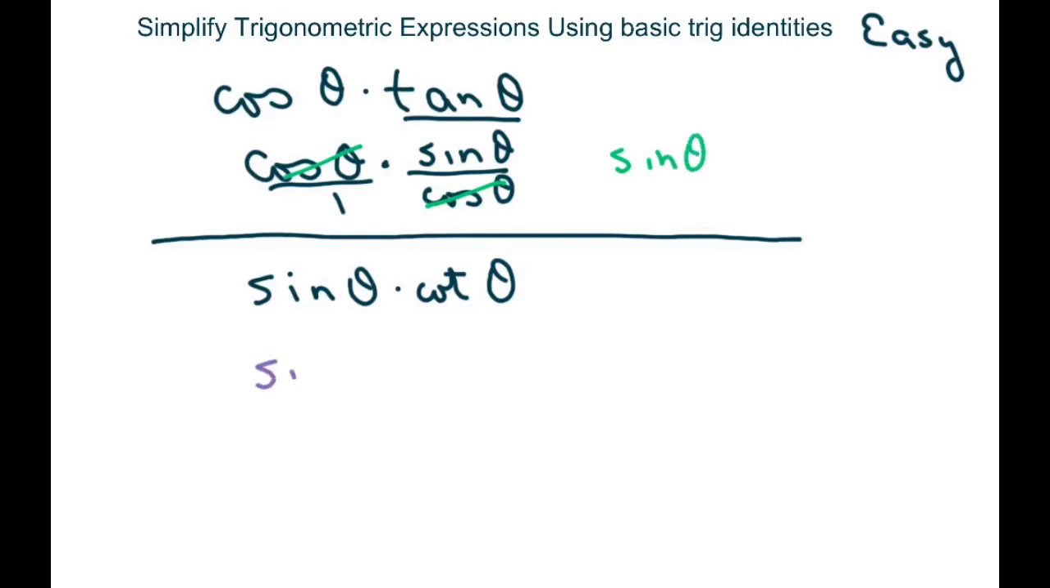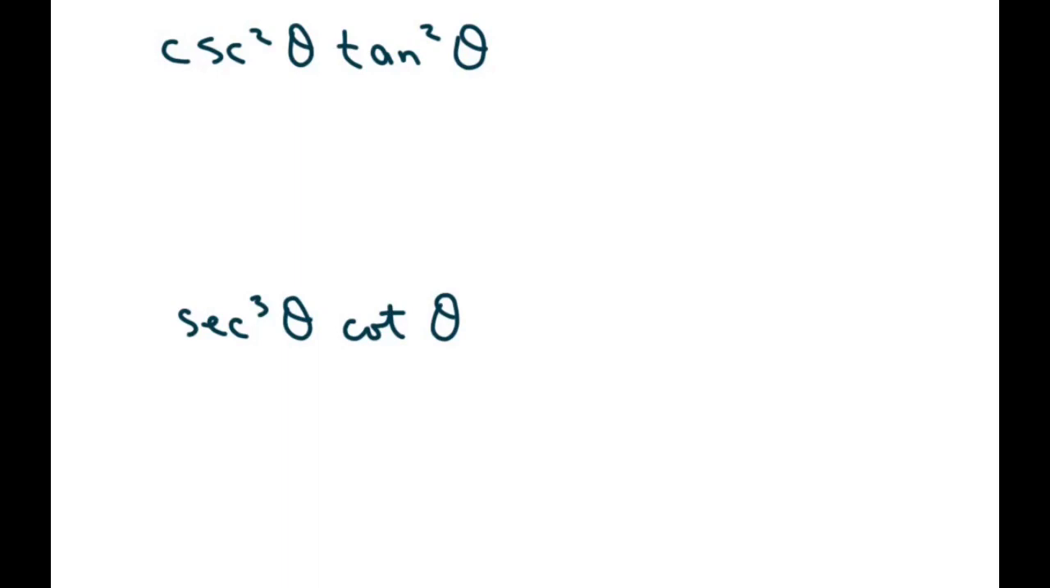Similarly, I'm going to write this one as sine of theta times cotangent, writing this in terms of sine and cosine. So this is cosine of theta over sine of theta. These cancel, and you're left with cosine of theta. All right? And the next one is this one.